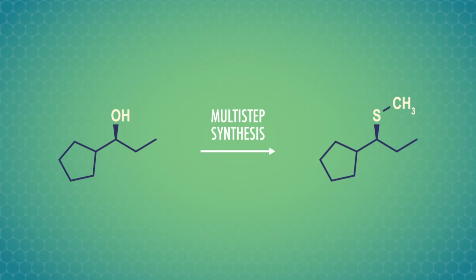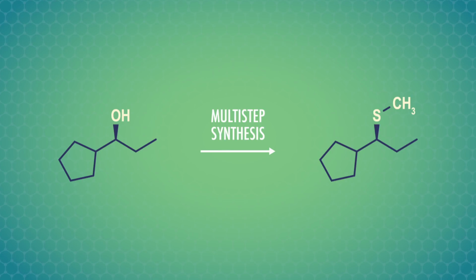We don't usually show all the mechanism arrow pushing, but it's important to keep in mind because it determines the stereochemistry and regiochemistry of reactions. The best way to practice is by working through examples. So let's try a synthesis problem.